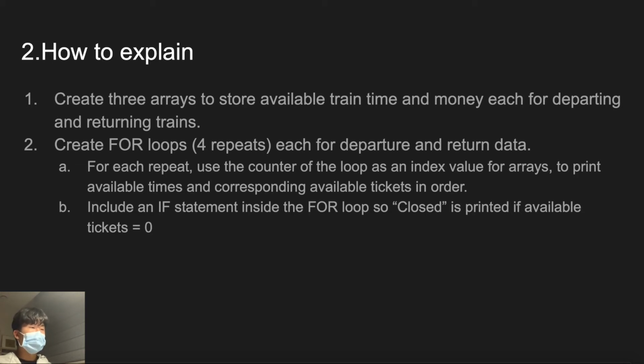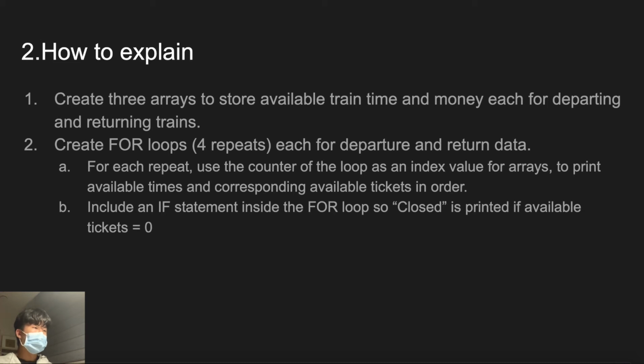Within that for loop, for each repeat, use the counter of the loop as an index value for arrays to print available times and corresponding available tickets in order. And then include an if statement inside the for loop, so closed is printed if available tickets is 0. And that is how you would explain how you coded for task 1 if the question is asked on the exam.